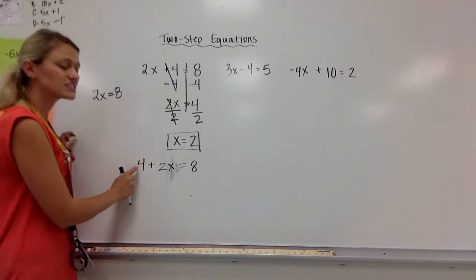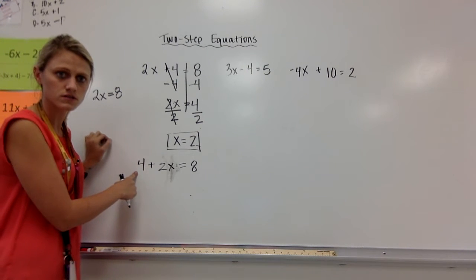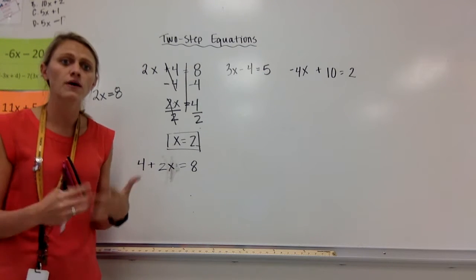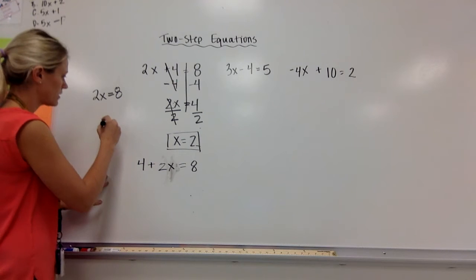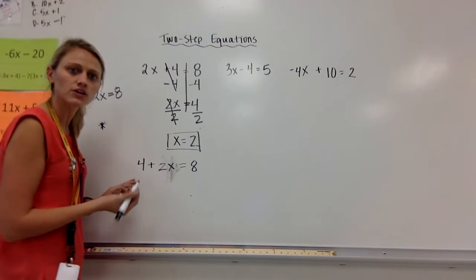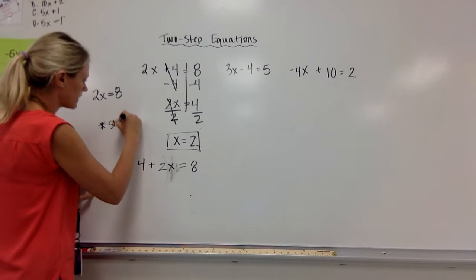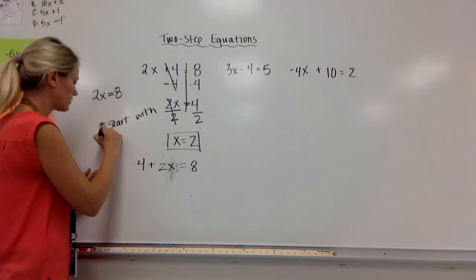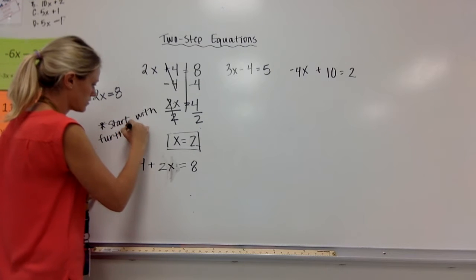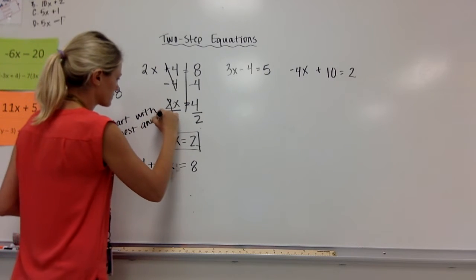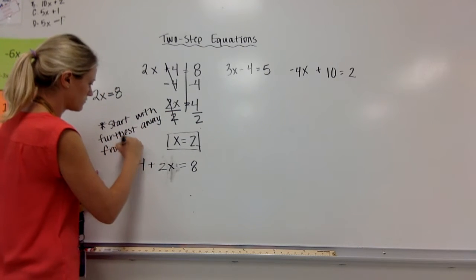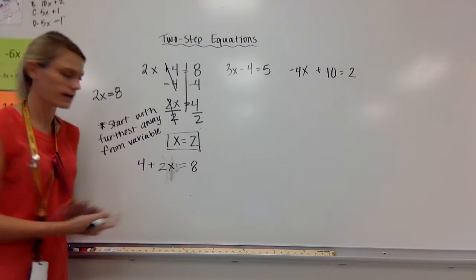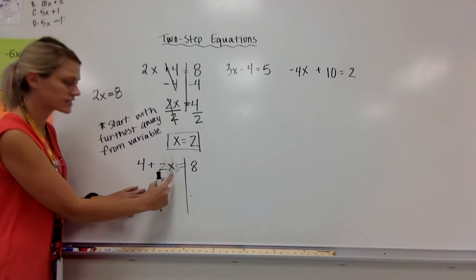Okay? I'm still going to get rid of this 4 first. Get rid of whatever it is that's furthest away from the x. Okay? So one thing that you might want to make a note of is start with furthest away from the variable. Okay? So we're looking on this side because we're dealing with this x.